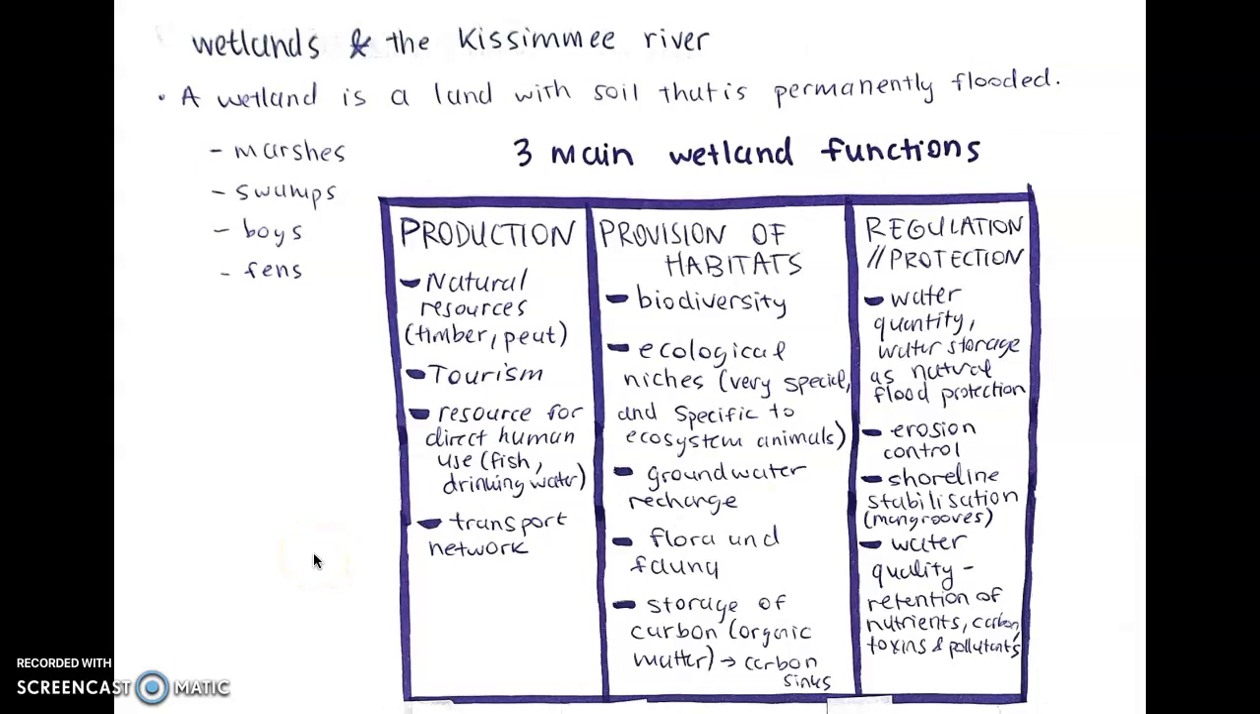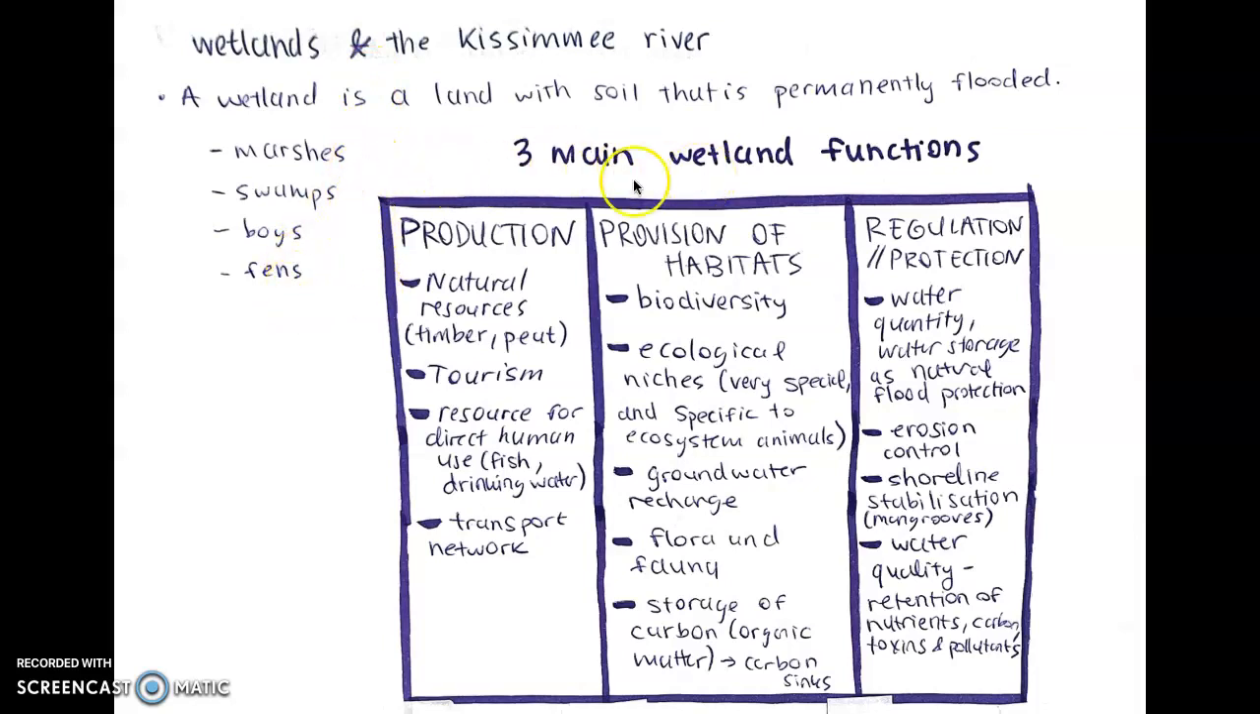IB Geography Water Management Features Part 3: Wetlands and the Kissimmee River. So, a wetland is a land with soil that is permanently flooded. Some types would be marshes, swamps, bogs, and fens. But you don't necessarily have to know these in detail. But just know that there are many types of wetlands.